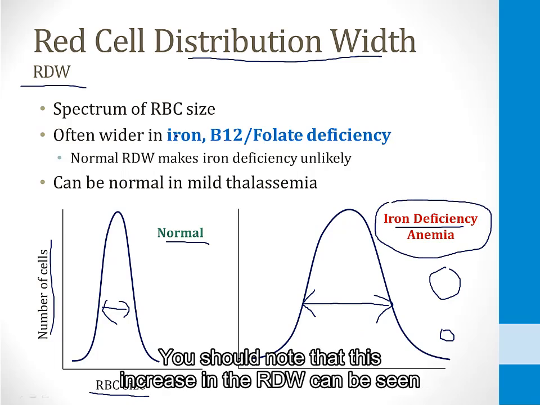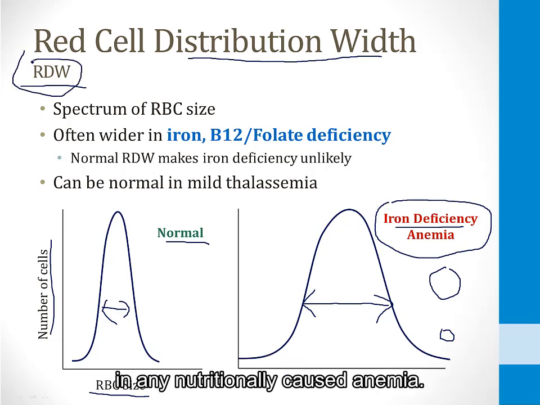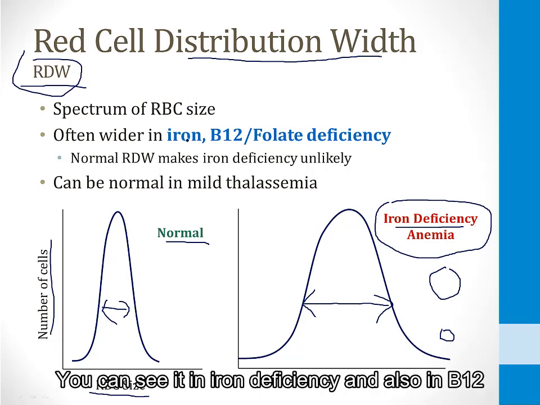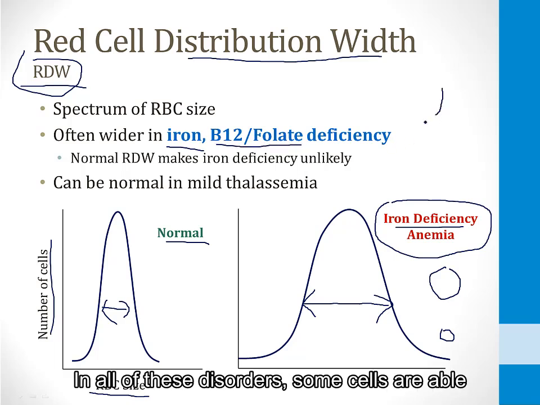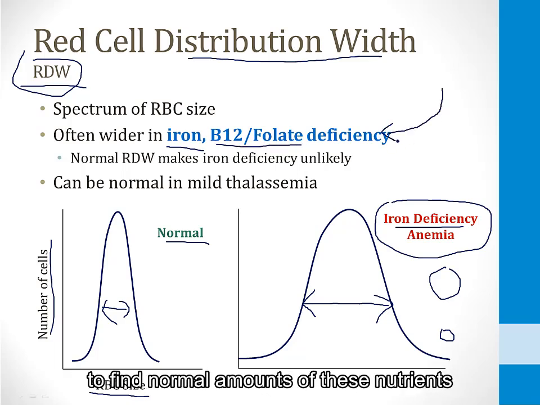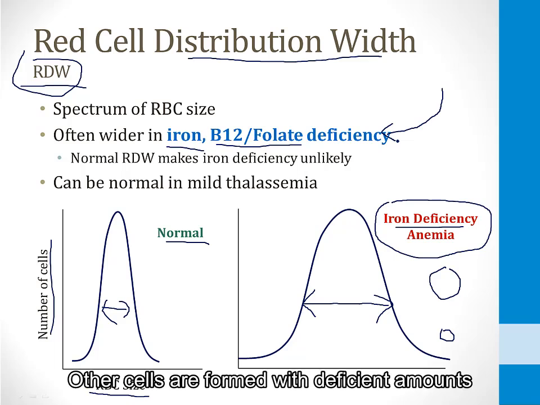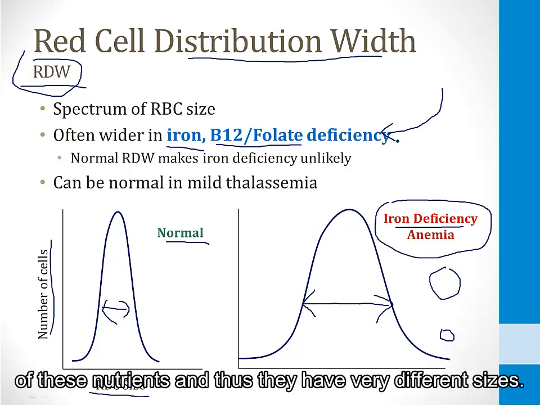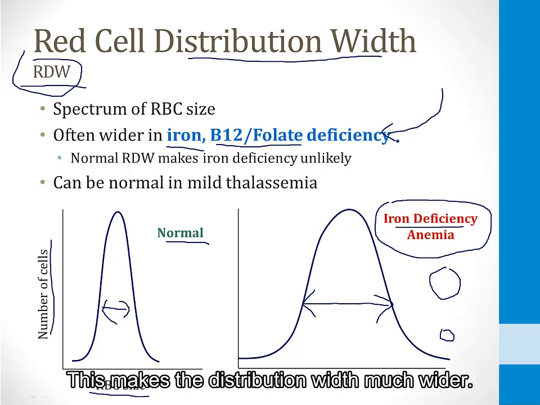You should note that this increase in the RDW can be seen in any nutritionally caused anemia. You can see it in iron deficiency and also in B12 and folate deficiency. In all of these disorders, some cells are able to find normal amounts of these nutrients to form normal cell sizes. Other cells are formed with deficient amounts of these nutrients, and thus they have very different sizes. This makes the distribution width much wider.